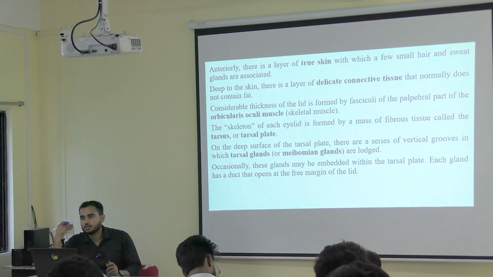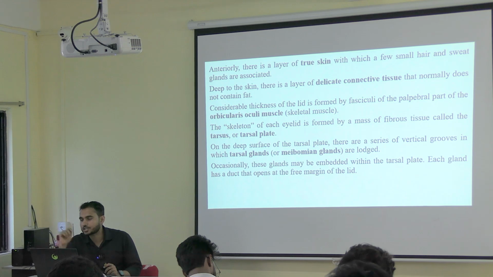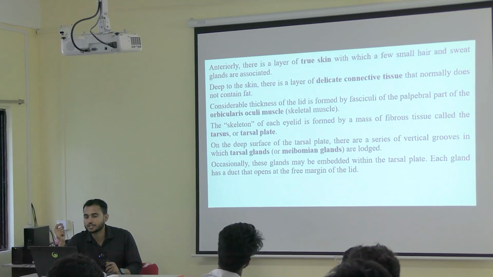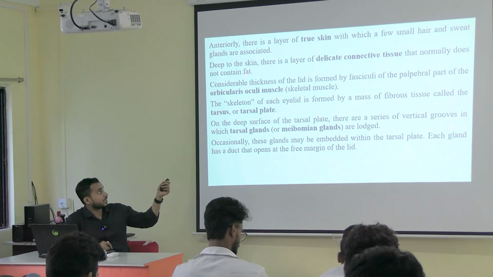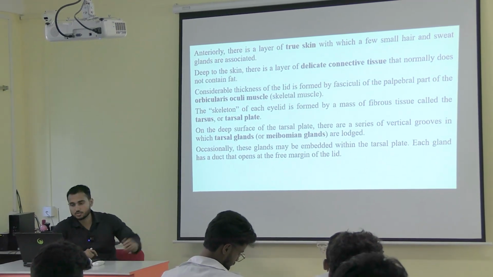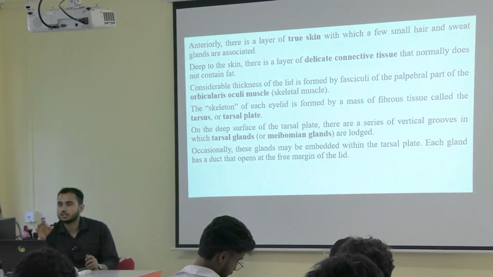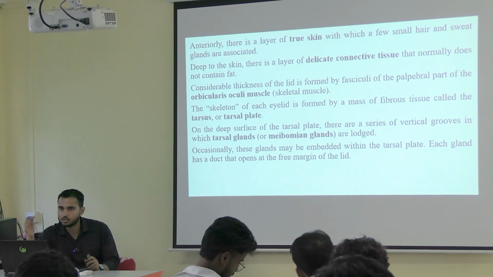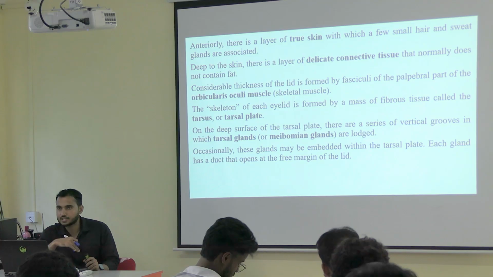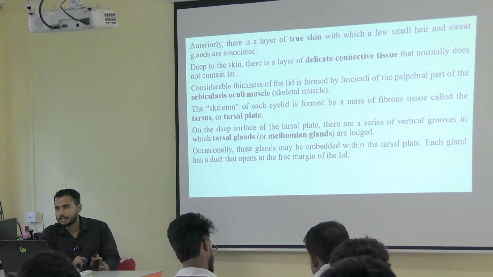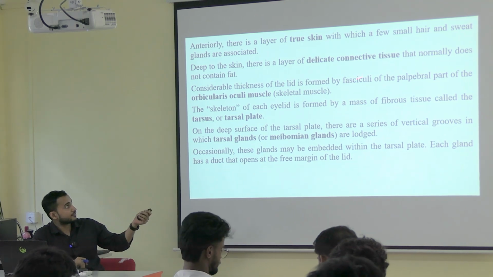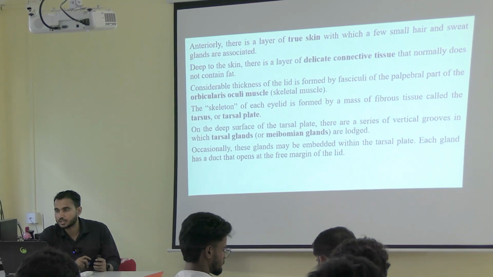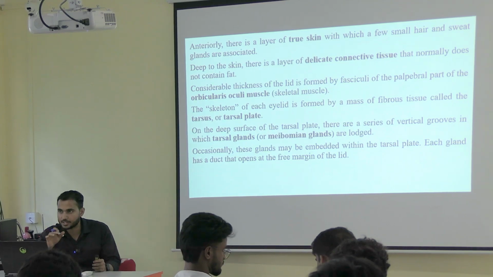So anteriorly, or you can say externally, which layer is there first? The skin is there. The skin is very thin and few hair follicles are there. Along with that, sweat glands are also present. Deep to that, a delicate layer of connective tissue is present, and in that connective tissue layer adipose tissues are absent. Generally the superficial layer below the skin has adipose tissue, but in this case adipose tissues are absent. Next, considerable thickness of the eyelid is formed by the palpebral part of the orbicularis oculi muscle, which I have shown you just now. It is a skeletal muscle, not smooth muscle.